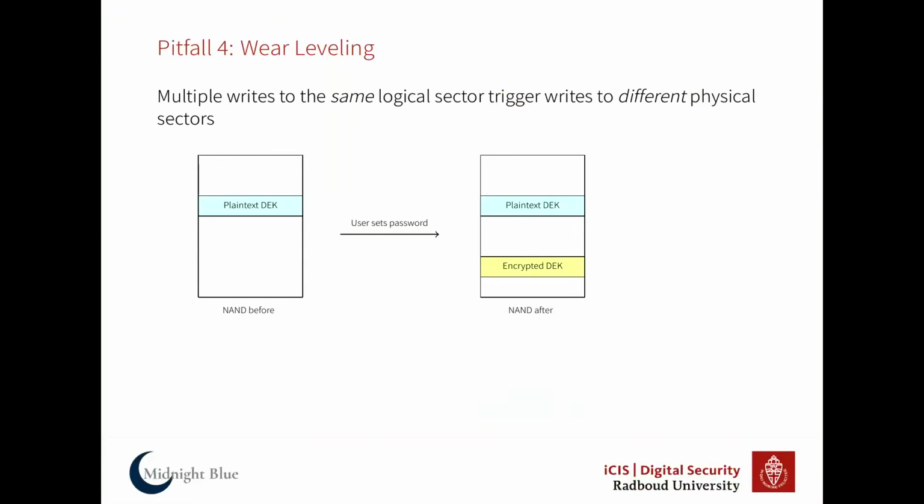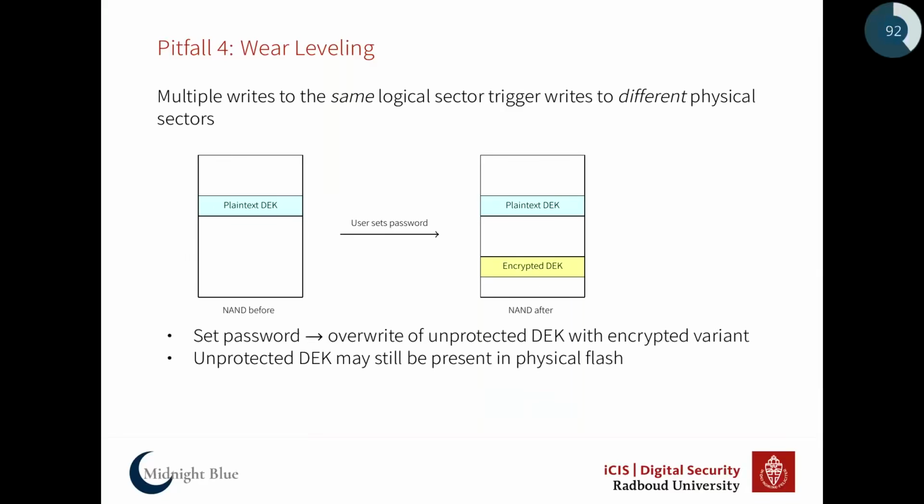If you write two successive times to the same logical sector, chances are that they end up in a different physical sector. So the old data is still there if you overwrite the original. If you get the drive from the factory, then obviously the key is in there, but it's stored unprotected. Suppose that you then set a password, and then you overwrite the original key with an encrypted variant. It's an oversimplification, but it's the basic idea. But if there's wear leveling, then the original data may still be there, and therefore all you need in order to decrypt all the data is also still there. So yeah, that's basically what I just said.